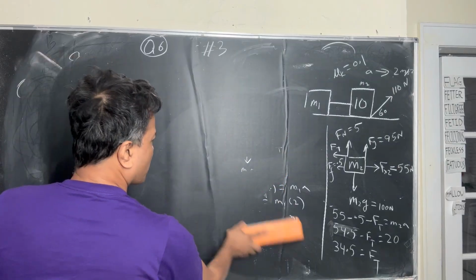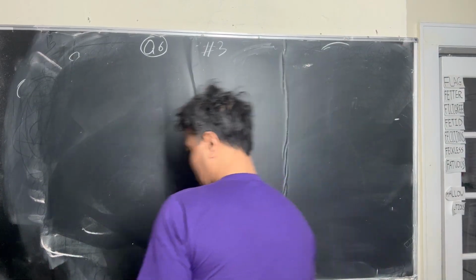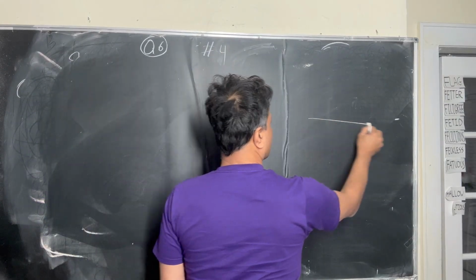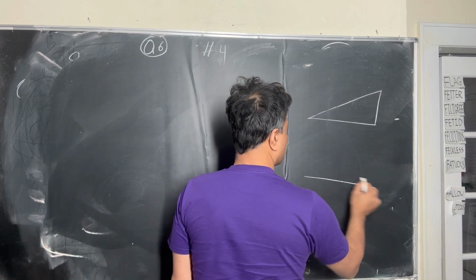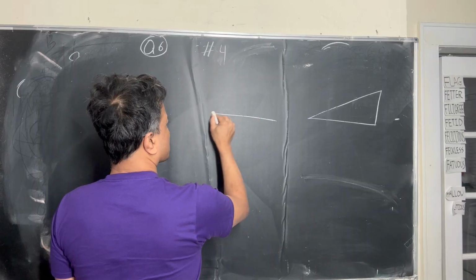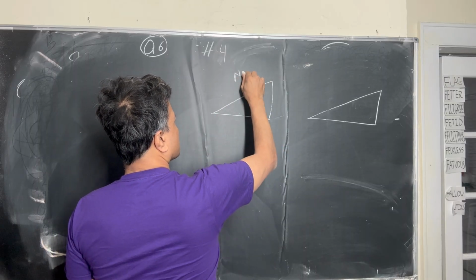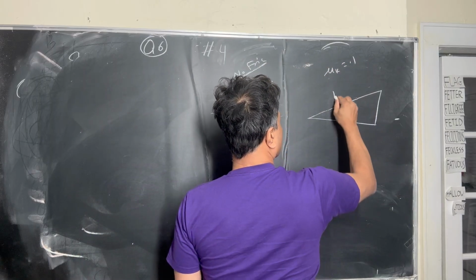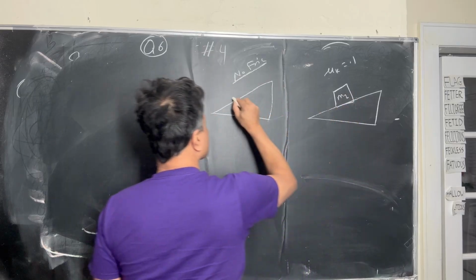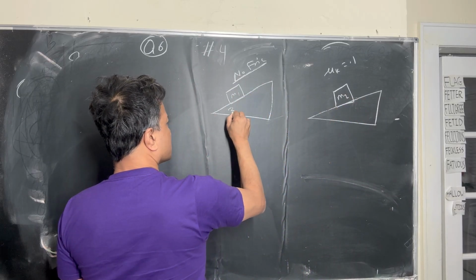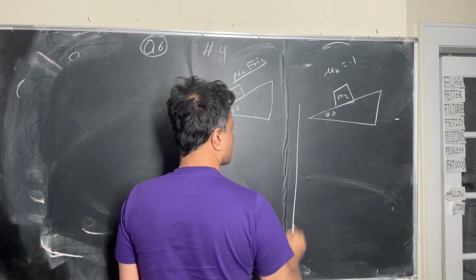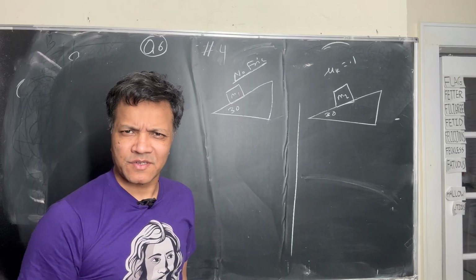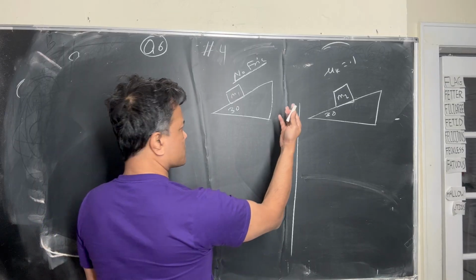So here is problem number 4. I give you two scenarios, scenario 1, scenario 2. I'll do scenario 1 and 2 here. So no friction, and friction is 0.1. There is a mass 2, there is a mass 1. 30-degree incline, 30-degree incline. Okay, so I ask you, whose mass moves faster and by what percent?